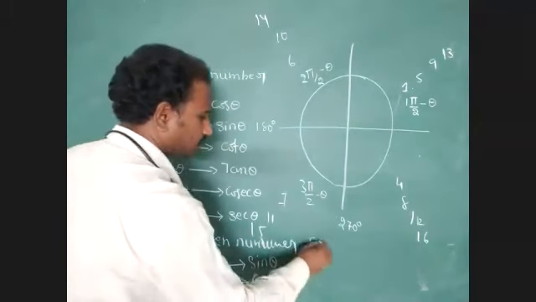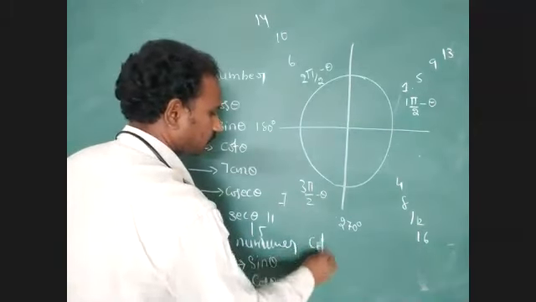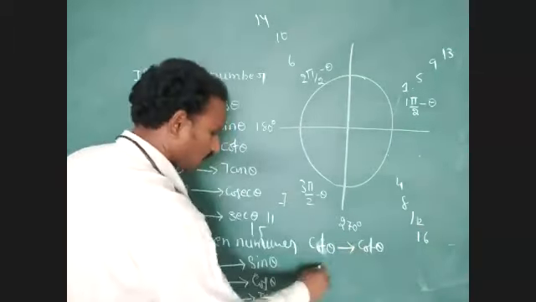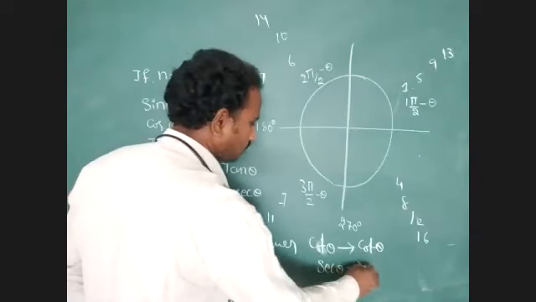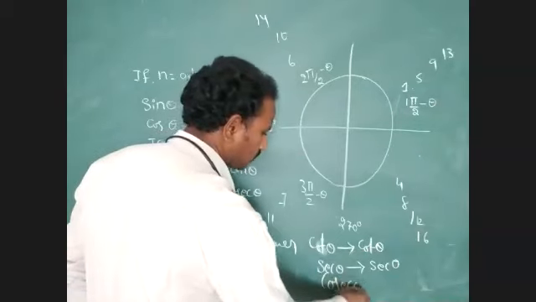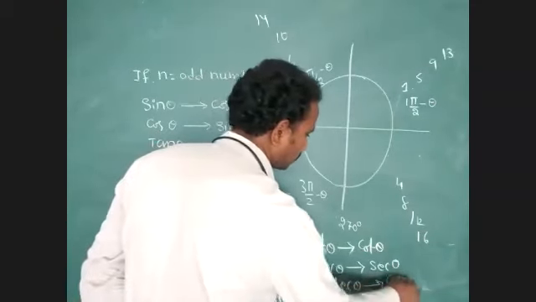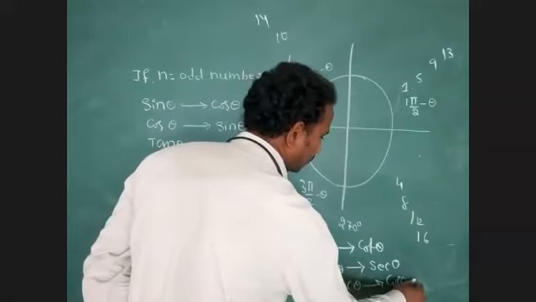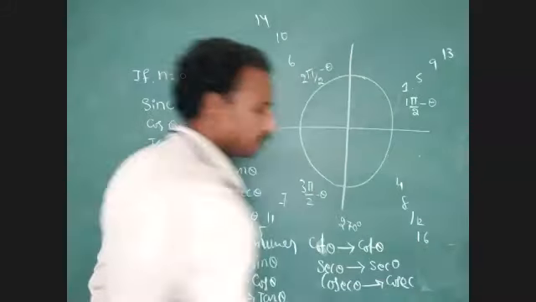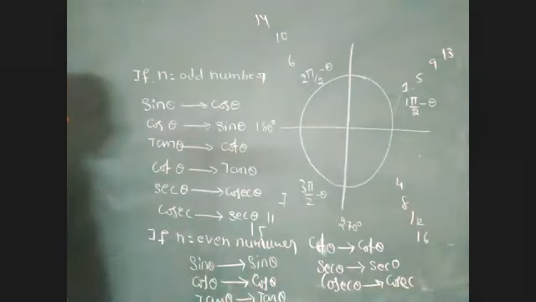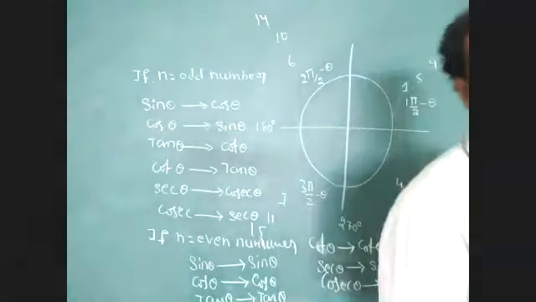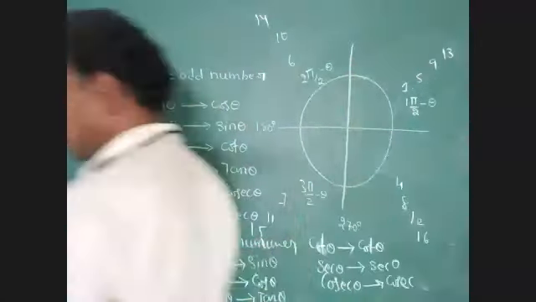Okay, cot theta function, which function? Cot theta function is cot theta only. Next one, secant theta function, as it is, you have to write secant theta. Cosecant theta function, as it is, you have to write cosecant theta. This condition is applicable when n value is an even number. Okay, students, you have to identify these rules.